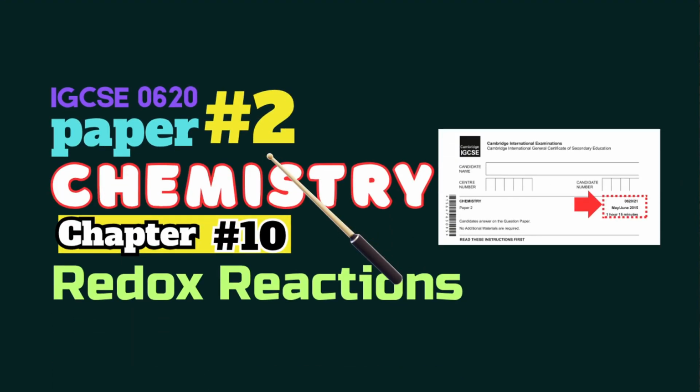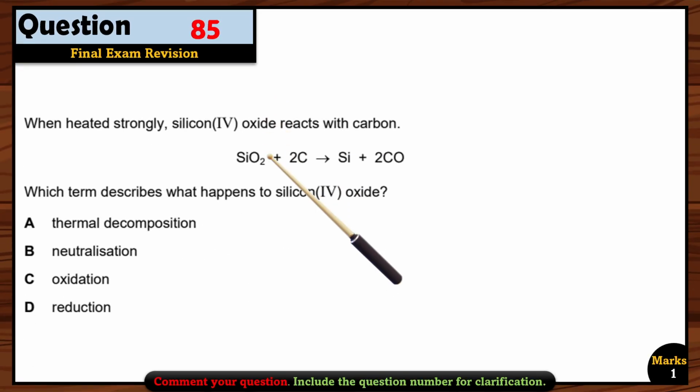So now we will discuss the questions related to chapter 10 and the most common mistake students usually make in chapter 10, that is redox reaction. This chapter is related to reduction and oxidation reactions. So let's see one by one.